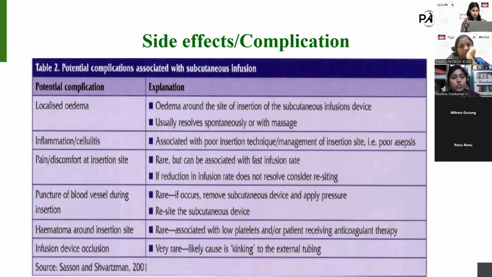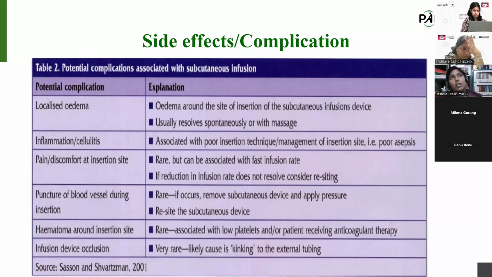So there is a chance of localized edema. The edema around the site of insertion of the subcutaneous infusion site we can see, and it will usually resolve by gentle massaging. So before inserting, you should explain this step to the patient. If you are noticing any localized edema on that insertion site area, just give a gentle massage. It will enhance the reabsorption of fluid and the edema will resolve.